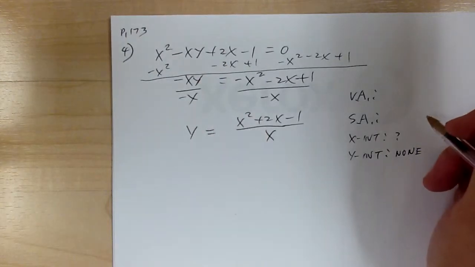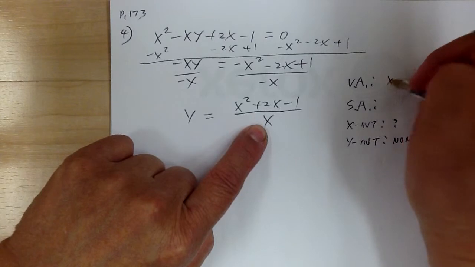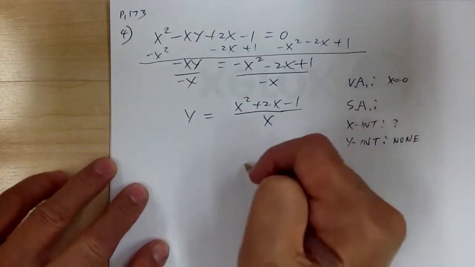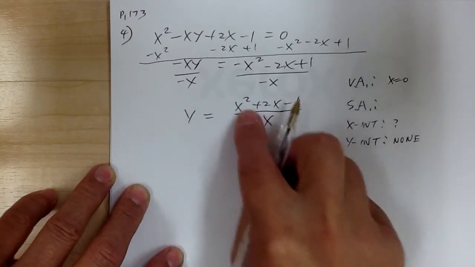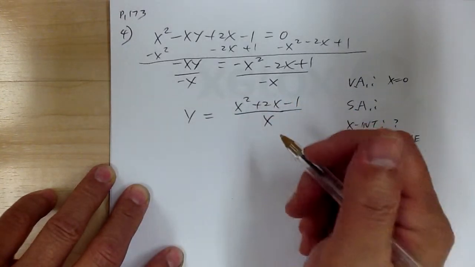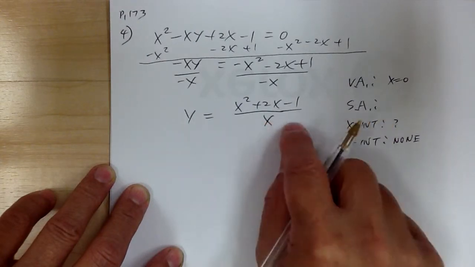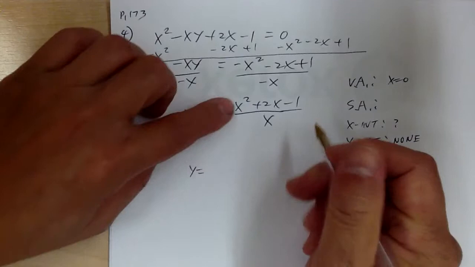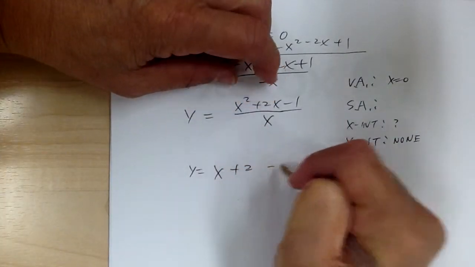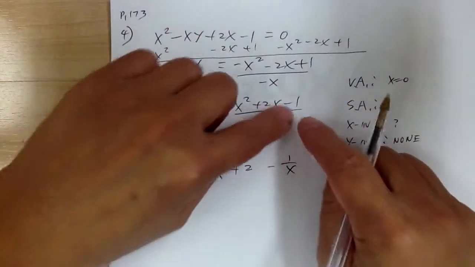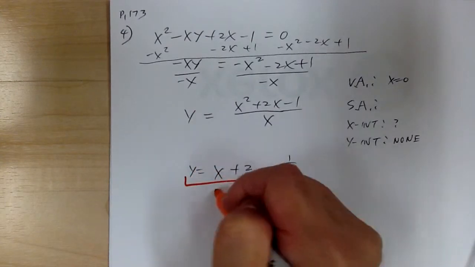Next is to figure out the vertical asymptote. This one will give you x equal to 0. Now we have to figure out the slant asymptote. If it's something like this, you can do it right away: you can divide by each term without going through long division. If you have more than one term in the denominator, then you do the long division. So this one gives you x plus 2 minus 1 over x. You just separate each term in the division. So here's your slant asymptote.